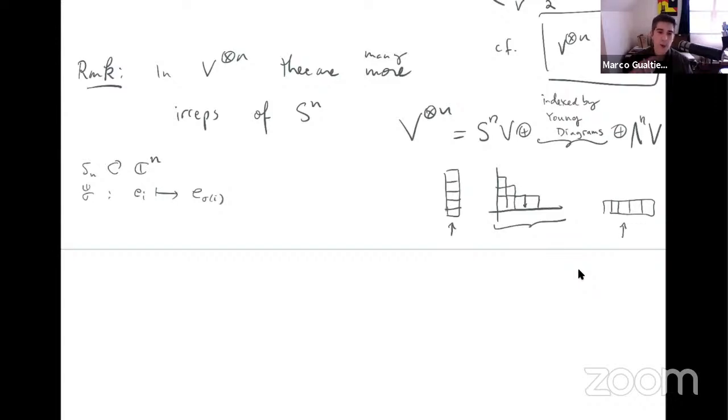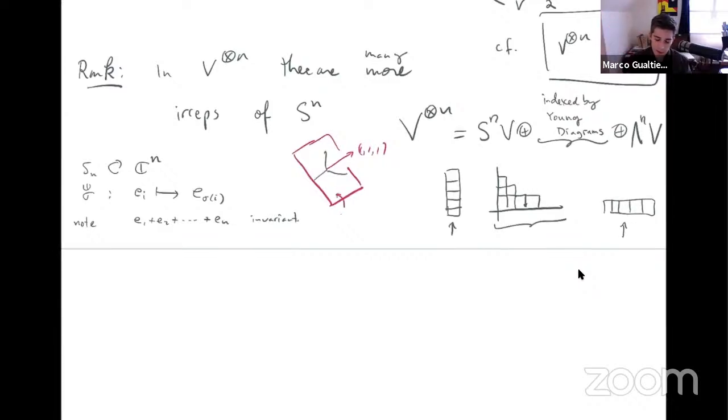What you notice is that there's a very special vector which is invariant under this. Inside here, note that e1 plus e2 plus en is invariant. And so there is a one-dimensional ray generated by 1, 1, 1, which is sent to itself. It's an irreducible trivial sub-representation. So what you need to do is take the orthogonal complement of the 1, 1, 1 subspace. This is the standard representation.